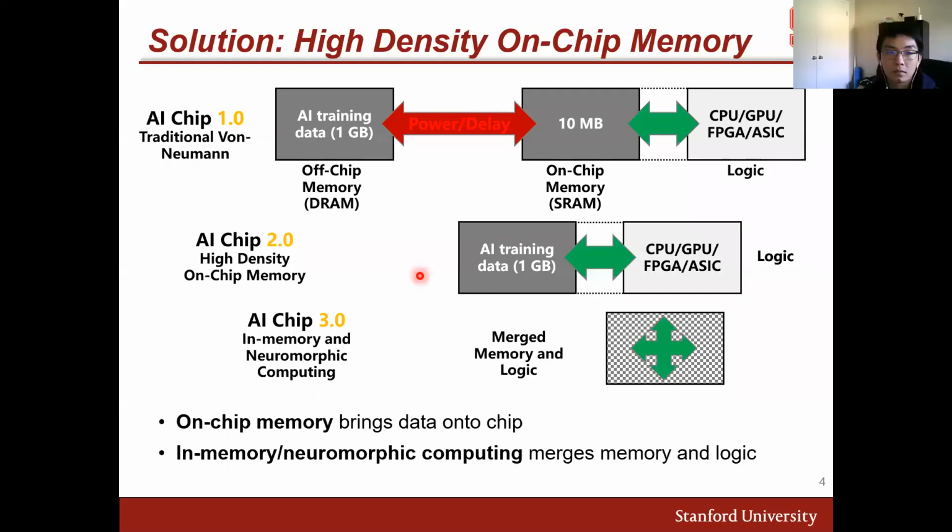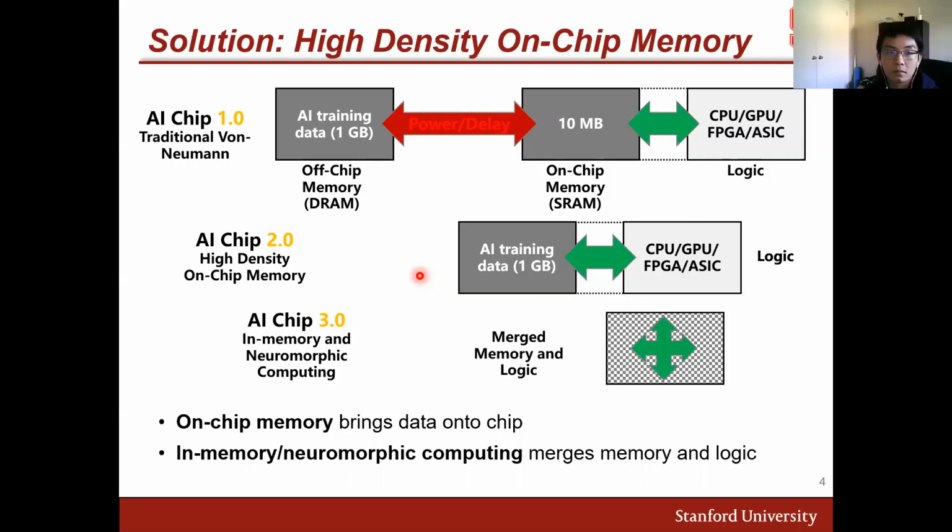So today I'm going to mainly focus on the second approach where we try to find a new type of memory that's on chip and has much higher density than SRAM. But note that it's also important that this memory has the same or at least comparable performance as compared with SRAM. Otherwise, it's not worth it.